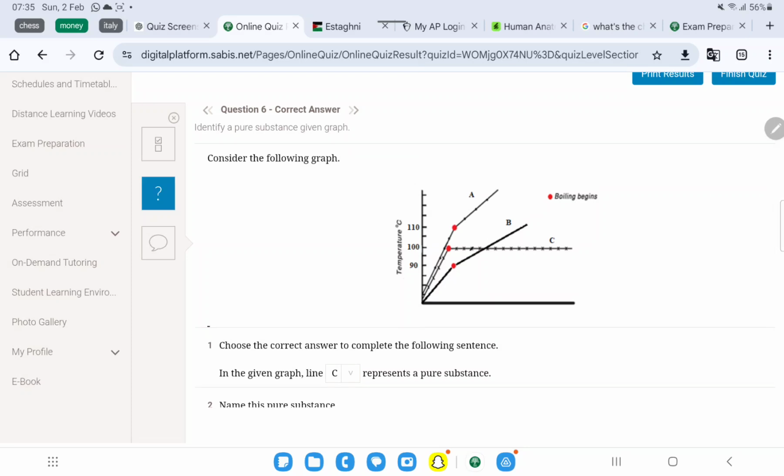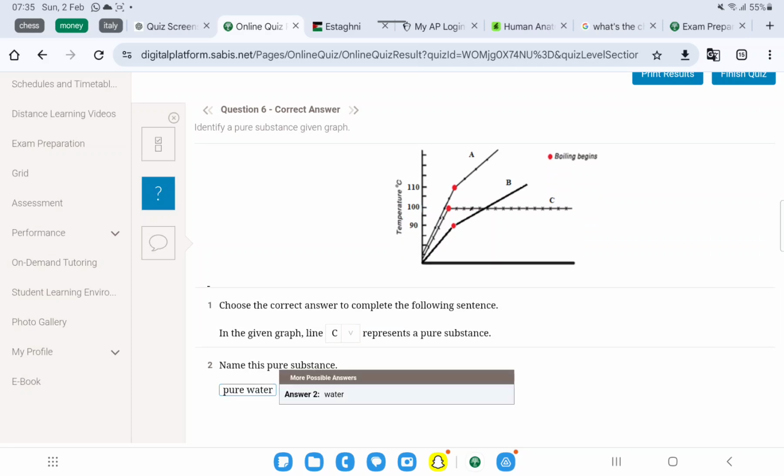Name the substance. So we can tell that the boiling point here is 100 because it is on the same line. The substance that we know that boils at 100 degrees Celsius is water. So you can say water or pure water, they accept both.